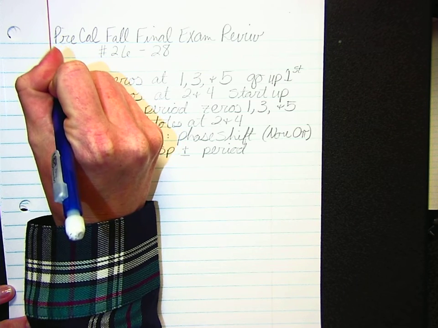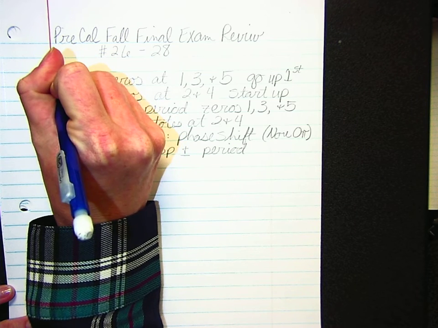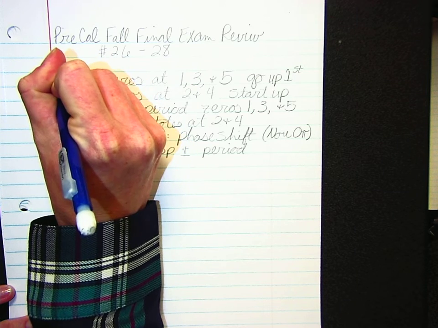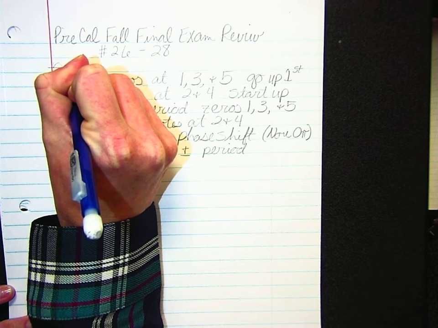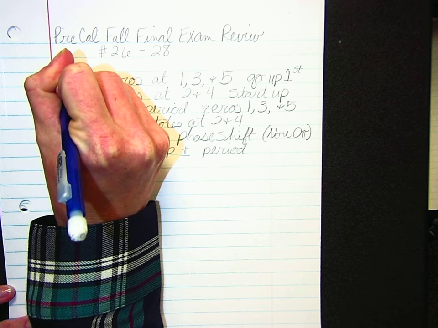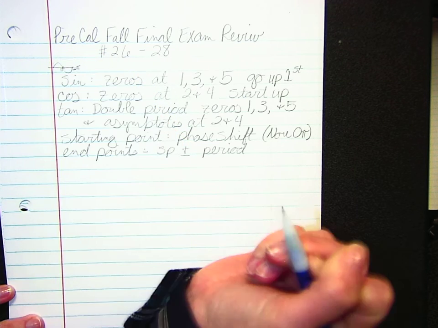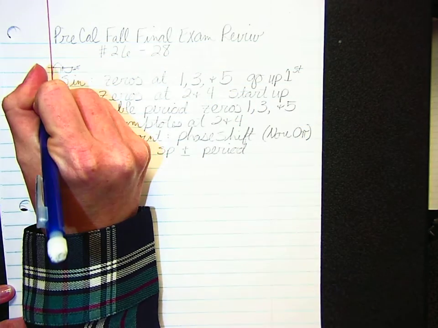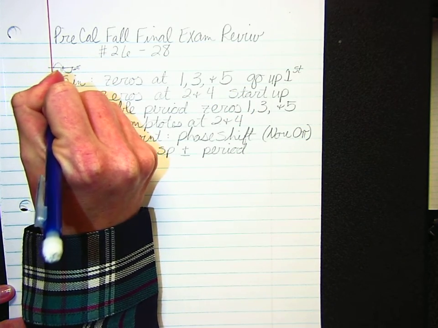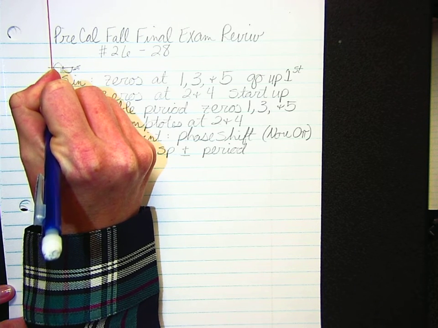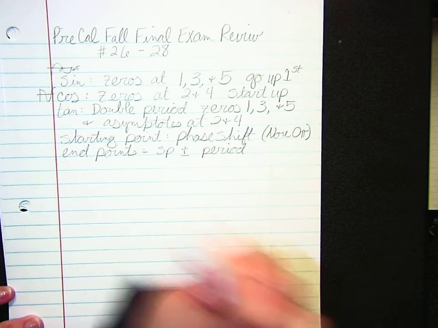Let me see if I can draw a little picture of our parent function here. So sine is going to be at 1, 3, and 5 and go up first. So just a little sketch before we start moving them around. So this would be 2 pi over here, and this would be pi right here. And then for cosine, we're going to have zeros at 2 and 4 and start up. Let me see if I can squeeze a little picture in over here. So cosine starts up and goes down through 2 and back up through 4 like that.